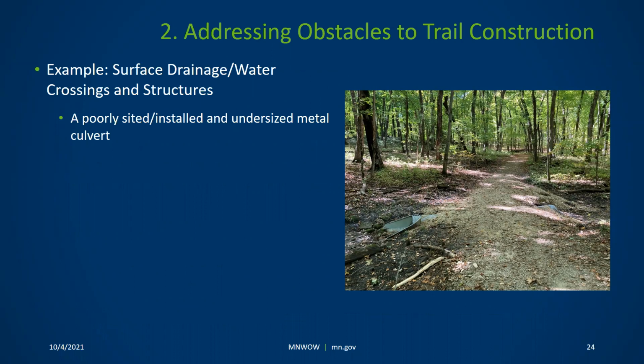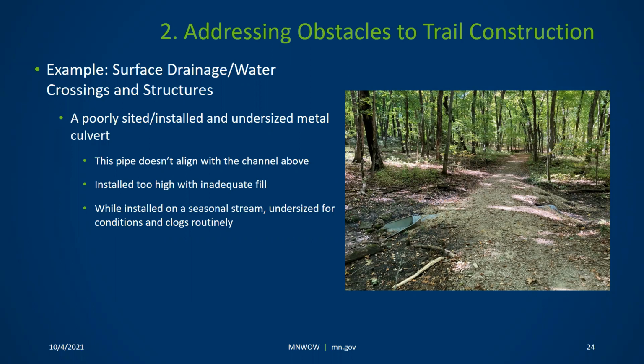In this picture, we're looking at a poorly installed and undersized metal culvert. It is non-functional. There's a washout along the backside of this pipe. The pipe was installed off alignment with the channel, so the channel actually pushes into the fill material adjacent to the pipe. It was also installed too high with inadequate fill. There's no armoring on the back. It's on a seasonal stream and undersized for annual conditions, so it clogs. Ultimately, this pipe overtopped, washed the treadway material off, and failed completely. The pipe ended up downstream.